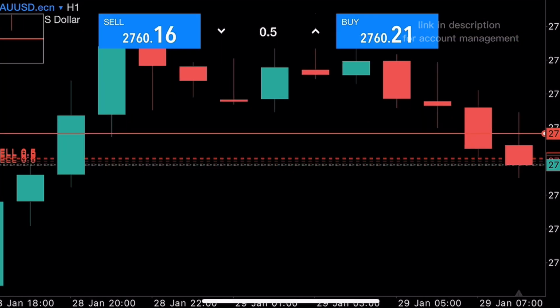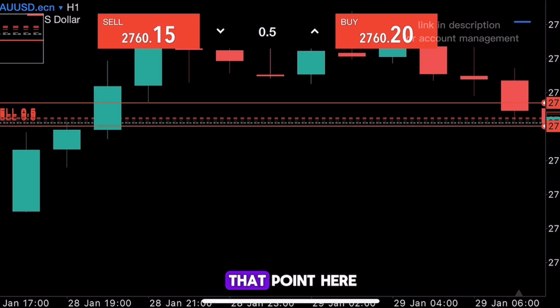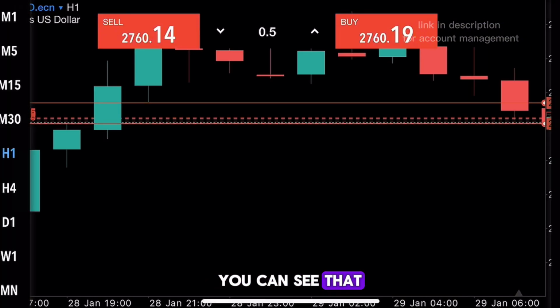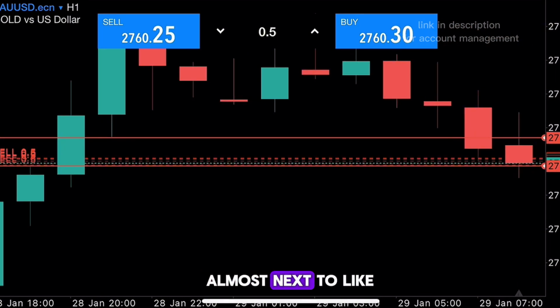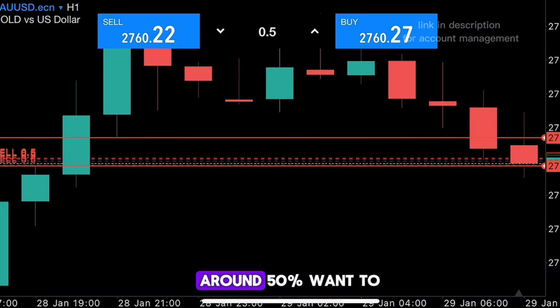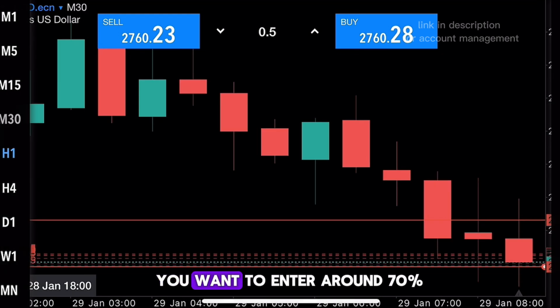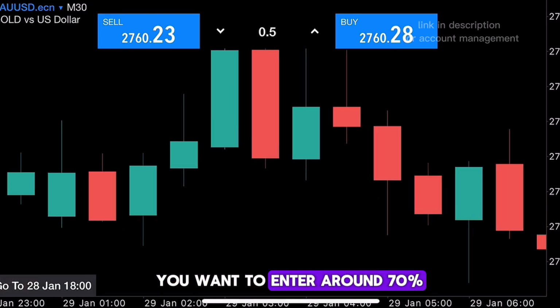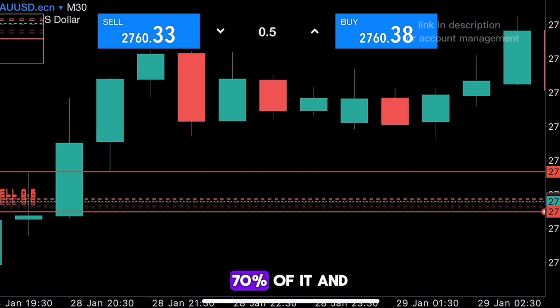You can see I marked that point there, and then the second point I marked was that point there. And you can see that the entry was almost next to 70% of that FVG. So you don't want to be entering around 50%. You want to be entering when the breakout has happened, or if you are late, you want to enter around 70% of the FVG breakout. That's it, 70% of it.